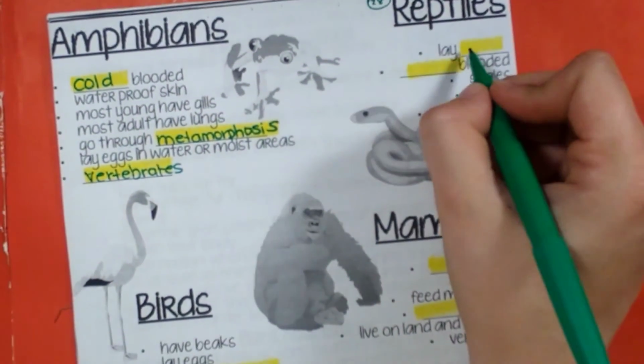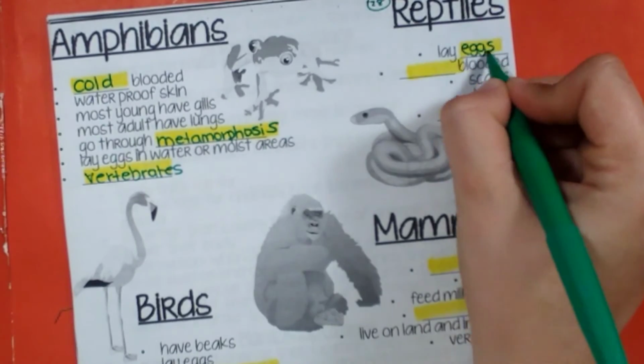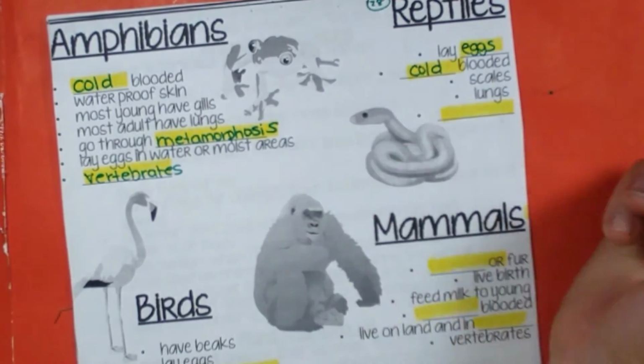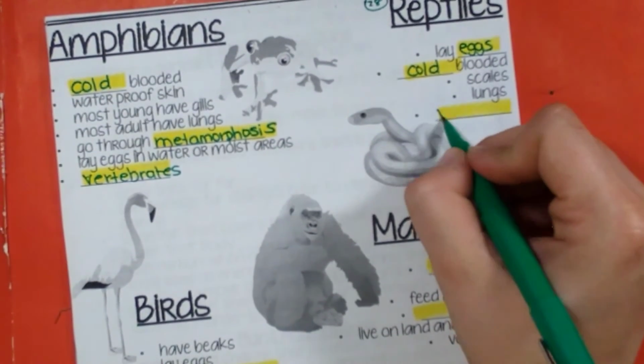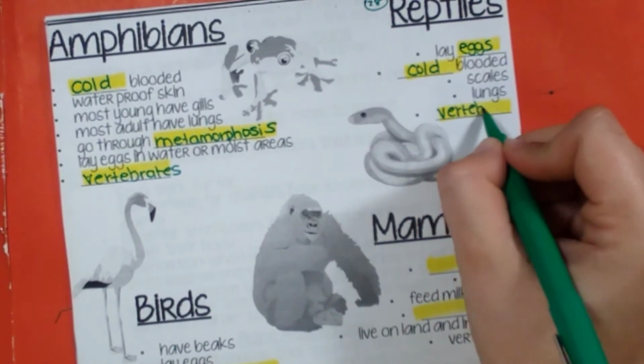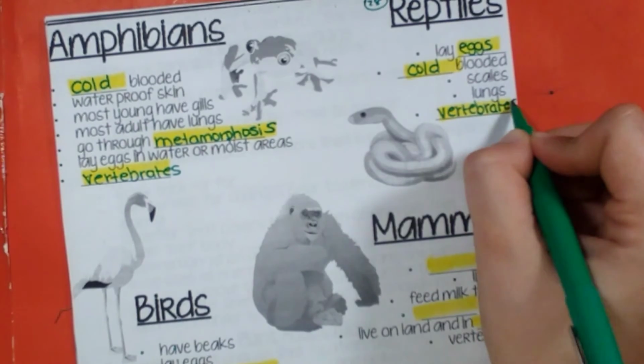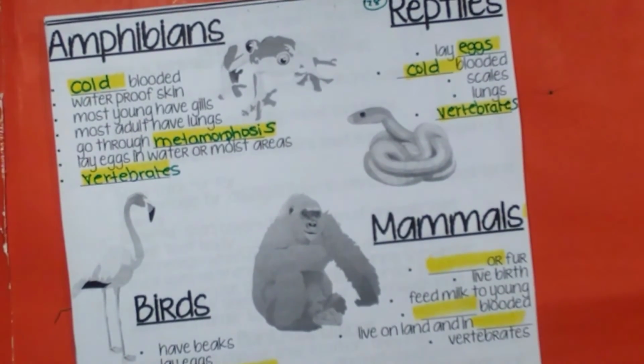A reptile, they lay eggs. They are also cold-blooded, meaning they cannot regulate their own temperature. They have scales. They have lungs, and they are vertebrates, which means they have a backbone. Now, snakes can move very easily, very quickly, and it looks like they don't have bones, but they just have a lot of vertebrae that helps them move the way that they do.